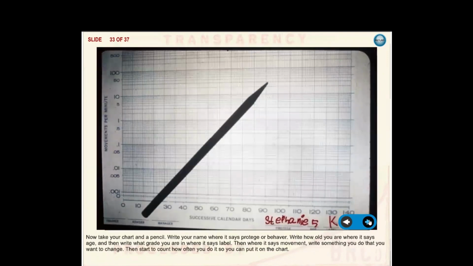Now take your chart and a pencil. Write your name where it says protege or behavior. Write how old you are where it says age. Then write what grade you are in where it says label. Then where it says movement, write something that you do that you want to change. Then start to count how often you do it so you can put it on the chart.